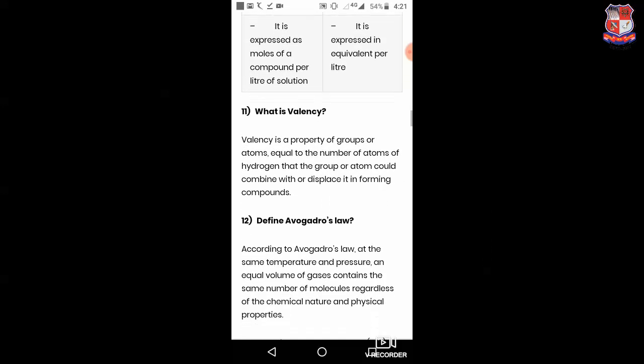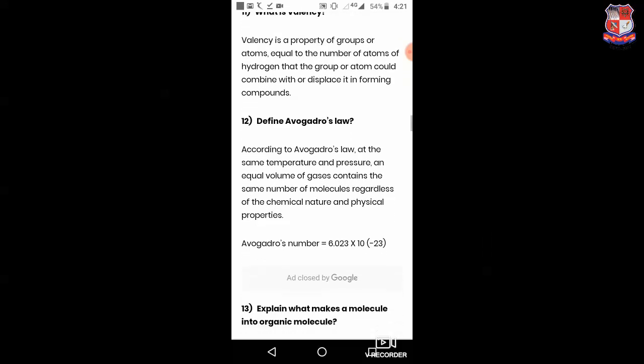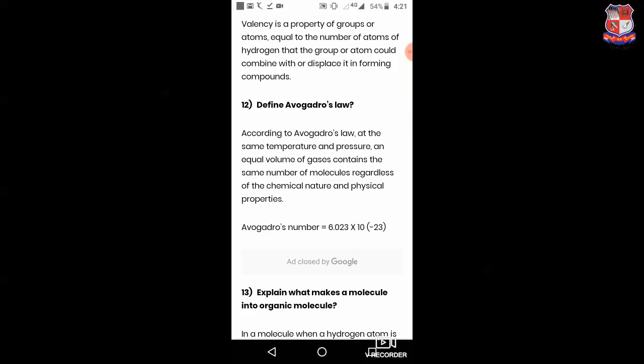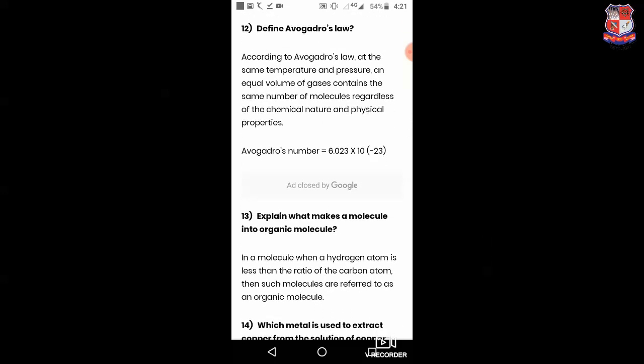So what is valency? Valency is a property of groups or atoms equal to the number of atoms of hydrogen that the group or atom could combine with or displace in forming compounds. Define Avogadro law. According to Avogadro law, at the same temperature and pressure, equal volumes of gases contain the same number of molecules regardless of their chemical nature and physical properties. Avogadro number is equal to 6.023 into 10 raised to 23.